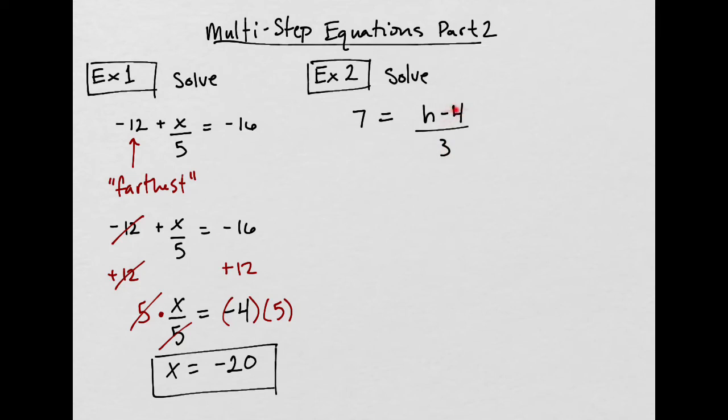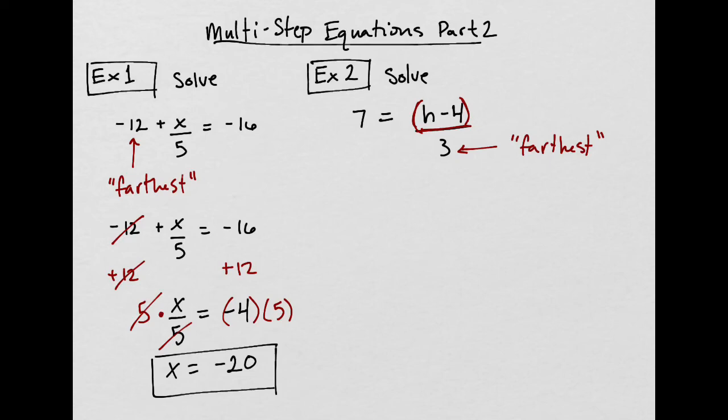This one's going to be a little bit closer. So the way I think of it is this division kind of groups it so that the negative 4 will be considered closer to the variable. So that 3 is going to be the farthest. So we deal with the farthest number from the variable. We deal with that number first.